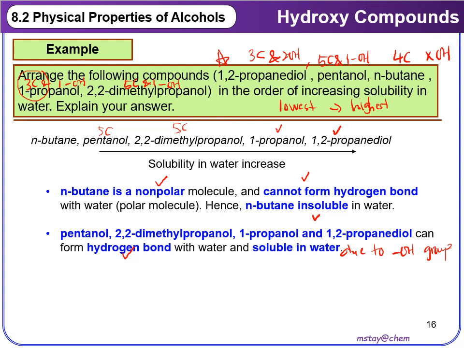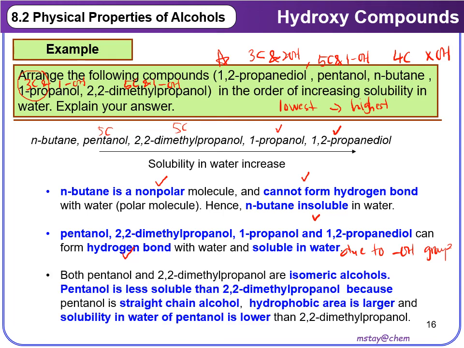Then we compare pentanol and 2,2-dimethyl propanol, which are isomeric alcohols. Isomeric here means they have the same molecular formula but different structure. So pentanol is less soluble because it is a straight chain, so the hydrophobic area is larger, which makes the solubility lower.